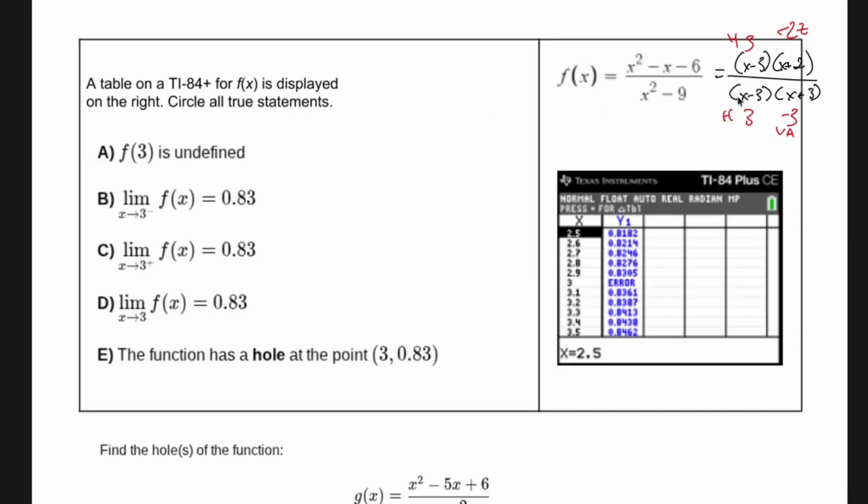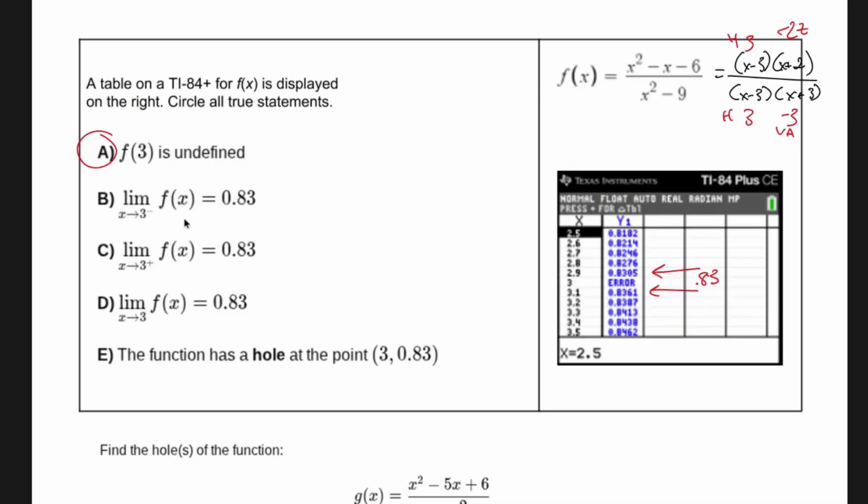f of 3 is undefined. That is correct because there's a hole at 3, which means it's undefined. So I need to find the exact value. We're going to use this picture for that. Ignoring the fact that that's very blurry and my eyes are bad, it looks like if these were to keep going, I have 0.83-ish. Sorry that I misspoke like 50 times there.